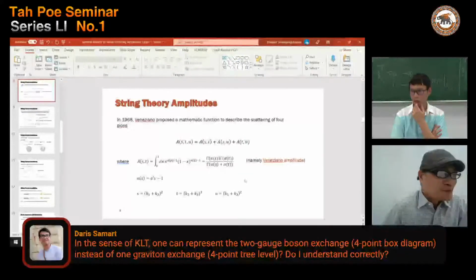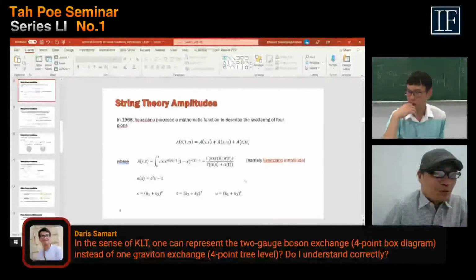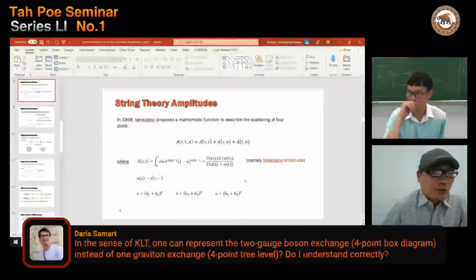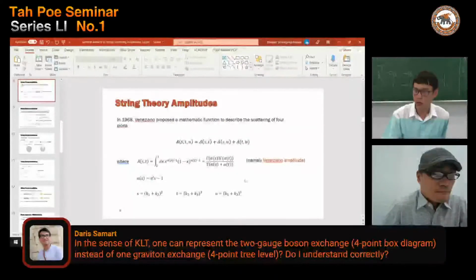So he continued: in the sense of KLT, one can represent the two-gauge-boson exchange four-point box diagram instead of the one-graviton exchange four-point tree-level diagram. Is his understanding correct? In the KLT sense, one can represent the two-gauge-boson exchange box diagram instead of the one-graviton exchange four-point diagram.